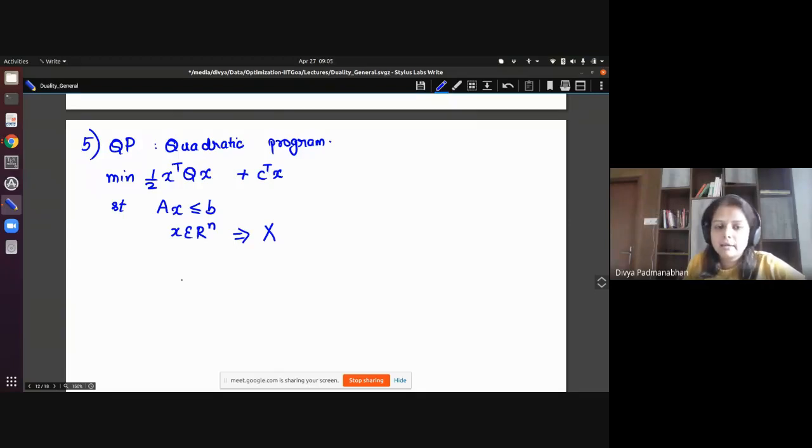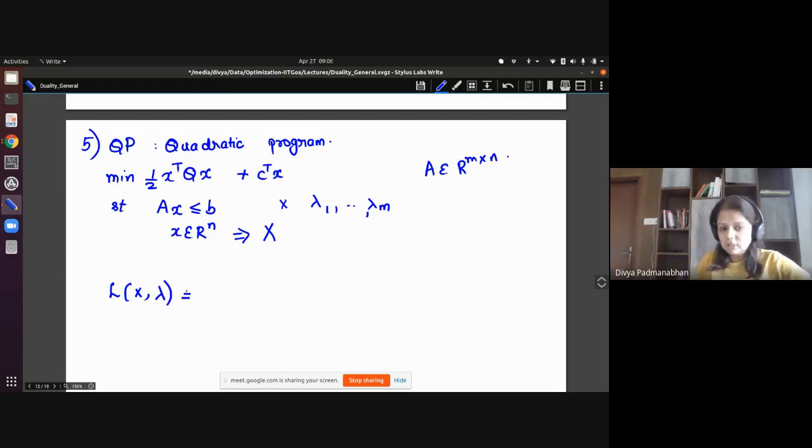For the Lagrangian, let me call the multipliers lambda. Here A is a matrix of size m cross n, which means that there are m inequalities, so there are lambda 1, lambda 2, and so on up to lambda m, corresponding to each of these inequalities. Let's start writing the Lagrangian. The Lagrangian is always a function of x and lambda. So what would the Lagrangian be here?